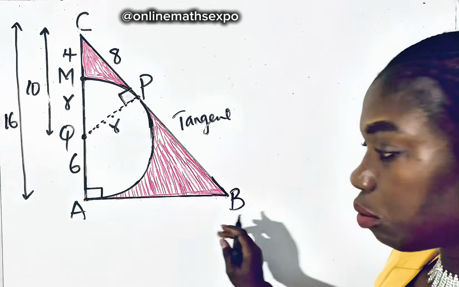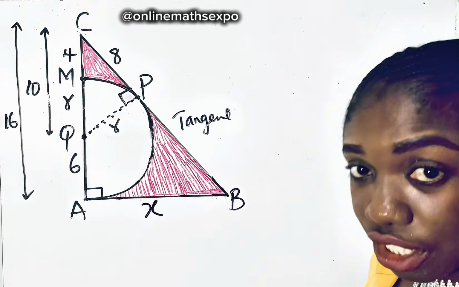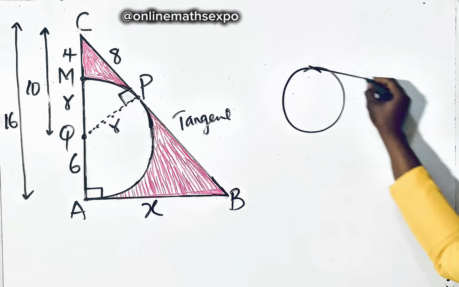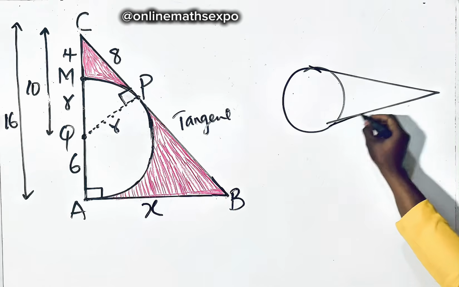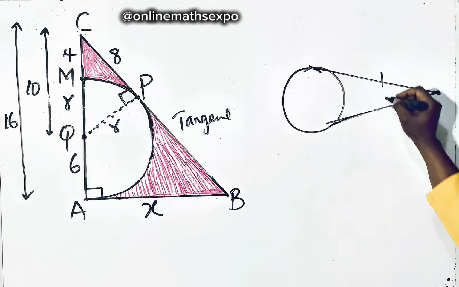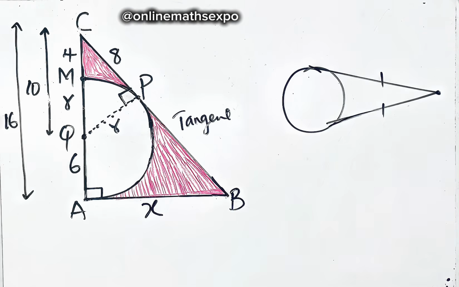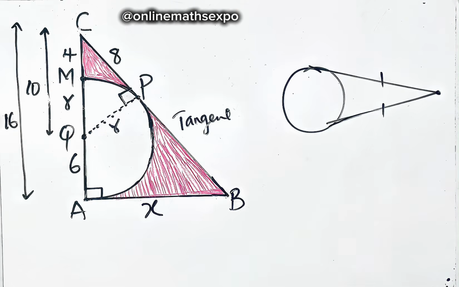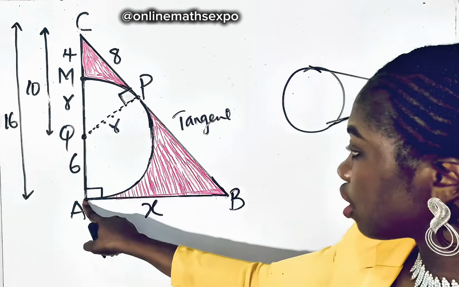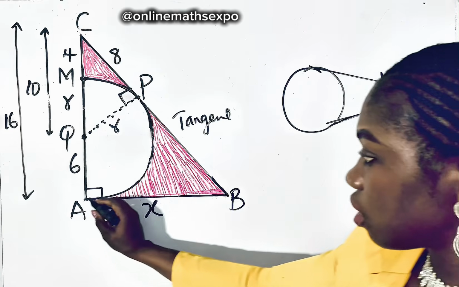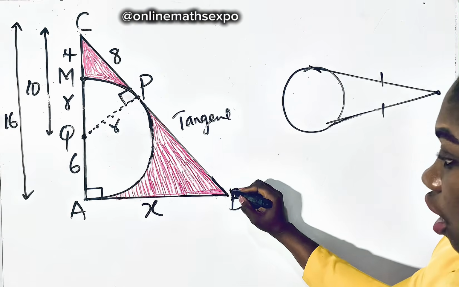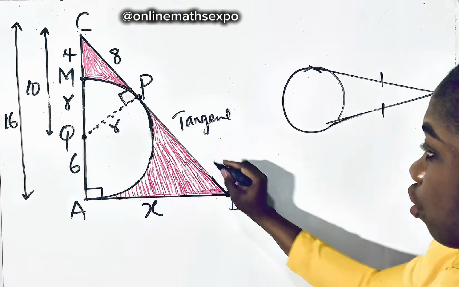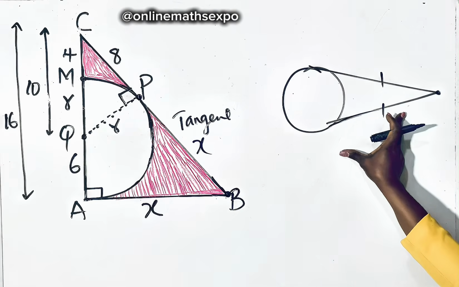Let this length AB be X. This reminds us that for each time you have a circle drawn and there are two tangent lines drawn to touch each other at a point, these two tangent lines are equal and it obeys your tangent theorem. Now, what should we do? If this length AB is X, remember we said this length is tangent line, it also means that length PB is also going to be X, obeying what you have stated here.